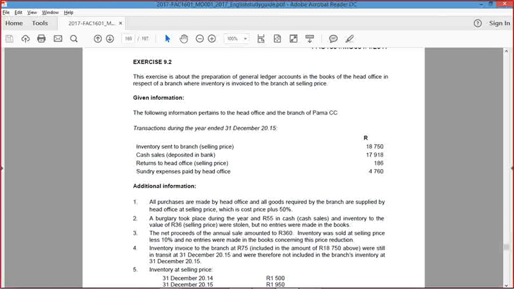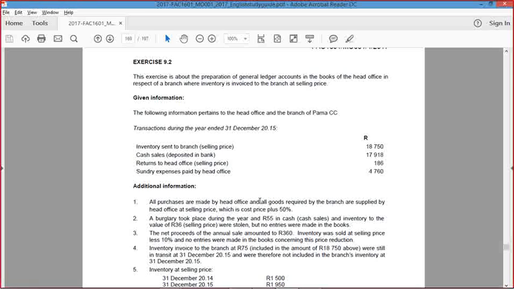Before the break, we spoke about cost price. How do I get selling price? Well, it's cost plus markup. Good. So in these questions, you need a markup in order to calculate the selling price. Sometimes it's given, sometimes it isn't.